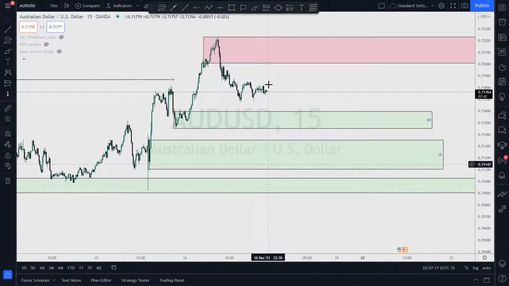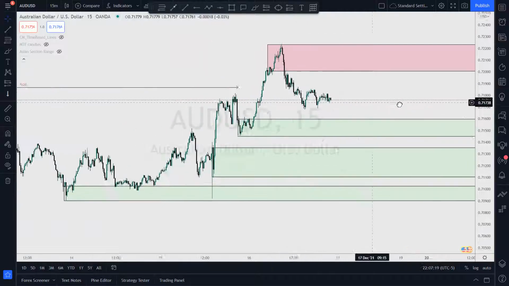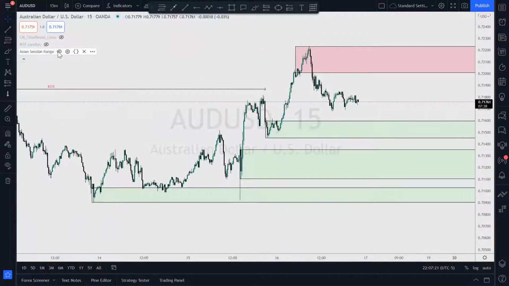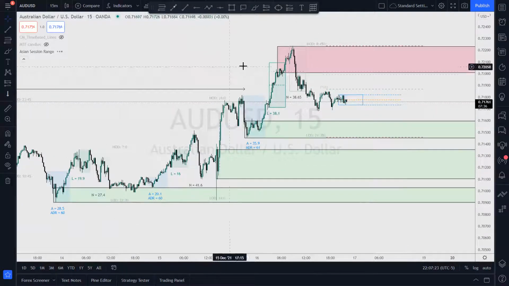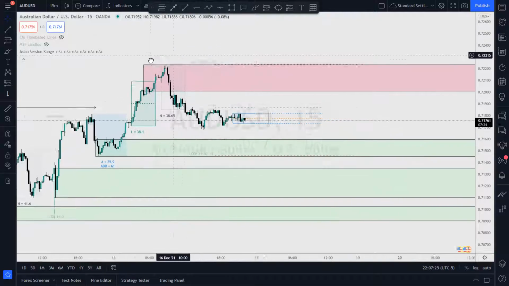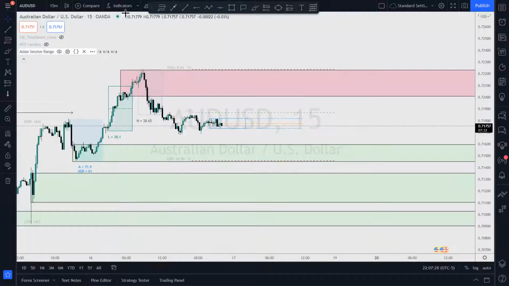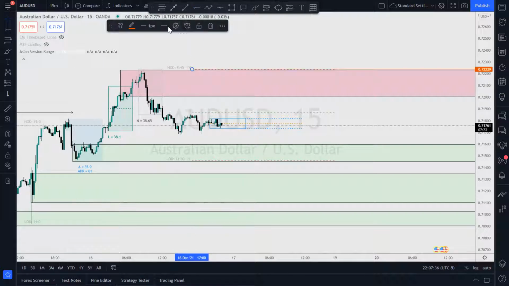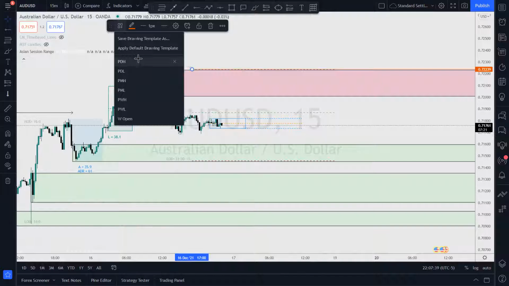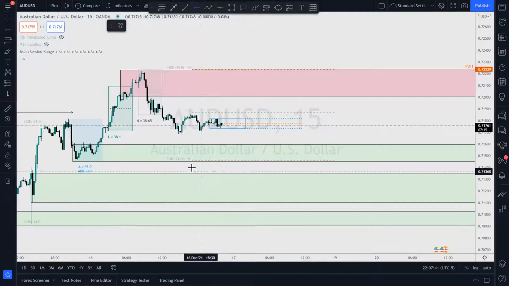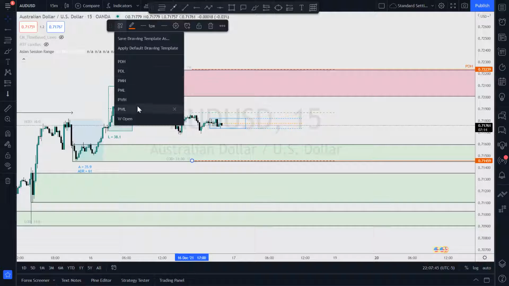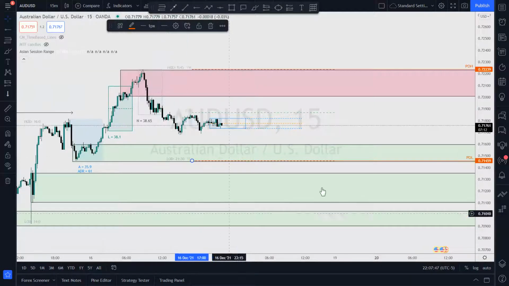Now I'm going to use the Asian range, and I'm going to mark off from the Asian range indicator. This is an FXN Asian range. First thing I do is mark the previous daily highs and lows. This is the previous daily low. What else am I going to mark?